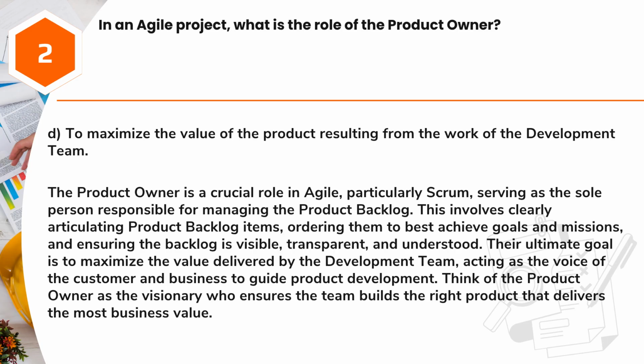Answer: D. To maximize the value of the product resulting from the work of the development team. The product owner is a crucial role in Agile, particularly Scrum, serving as the sole person responsible for managing the product backlog. This involves clearly articulating product backlog items, ordering them to best achieve goals and missions, and ensuring the backlog is visible, transparent, and understood.